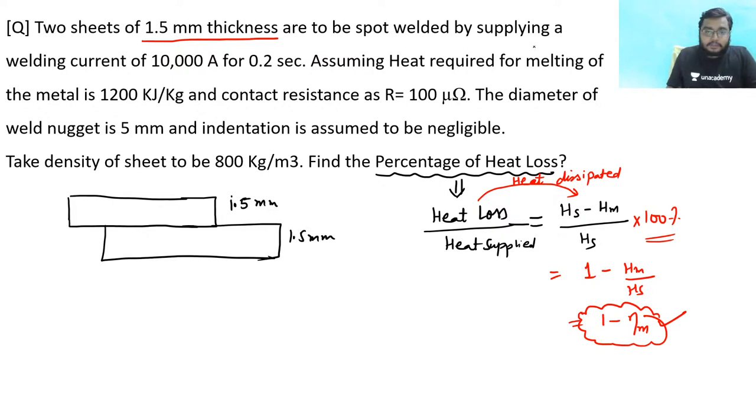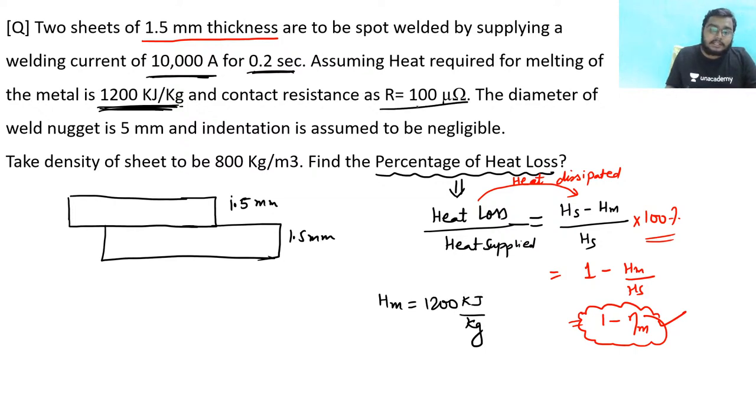They are to be spot welded by supplying a current. So this is the current that has been supplied. This is the time. Assuming the heat required for melting of the metal is 1200 kilojoule per kg. So is it HM? HM is given as 1200 kilojoule per kg. Contact resistance R is given as this. The diameter of weld nugget is 5 mm and indentation is assumed to be negligible.